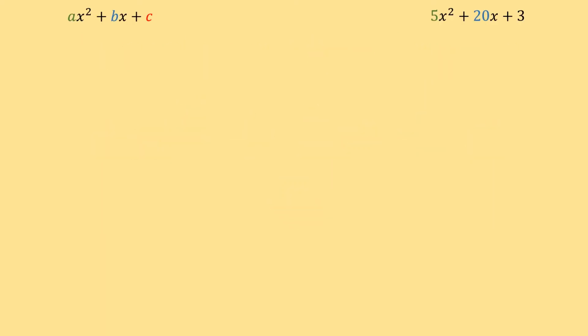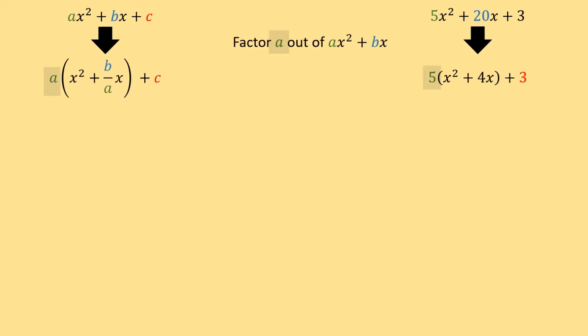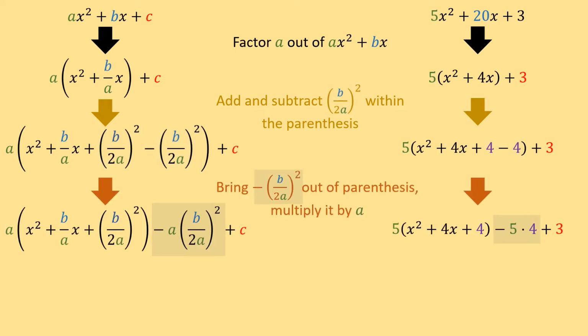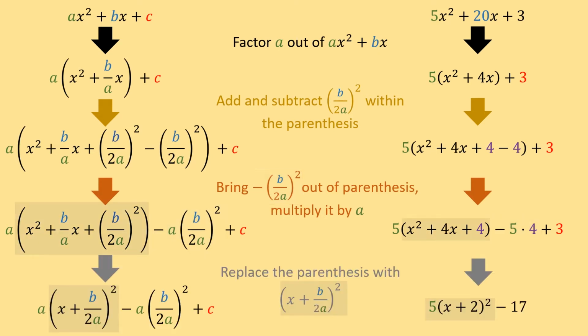So as a refresher, the first thing you do for completing the square is you factor your a value out of your ax squared plus bx terms. You then add and subtract a particular value within the parentheses. And then one of those values you brought into the parentheses we're going to take out. And then finally you factor the parentheses to a perfect square.